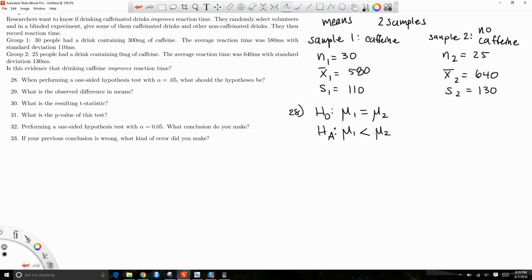It's faster. Yeah, we want mu1 less than mu2. So if we think about reaction time, improved reaction time means it takes you less time to react, right? The amount of time it takes for you to react is less than someone else, okay? So that's going to be improved.